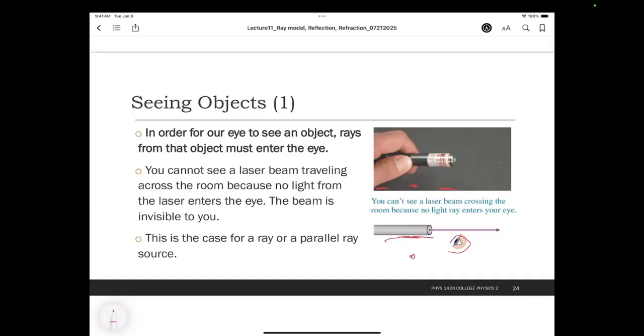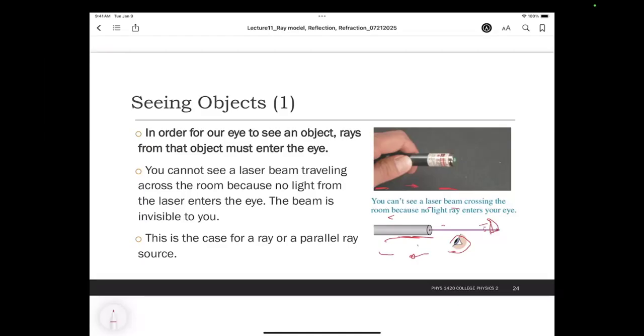You cannot see the laser beam traveling across the room because no light from the laser enters the eye. If your eye is here, you can see this ray, but here, you cannot see this ray because no light from the laser enters the eye. The beam is invisible to you. This is the case for a ray or a parallel ray source.